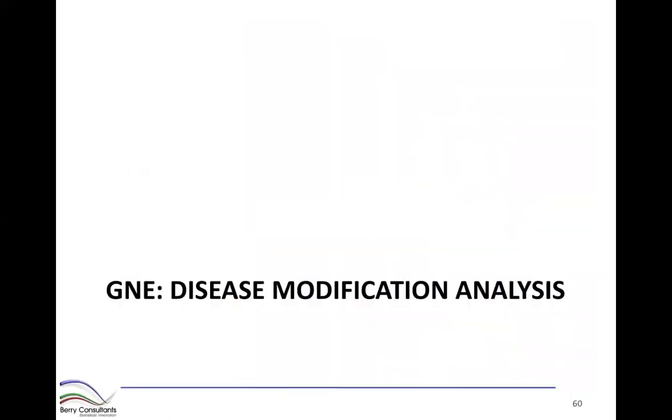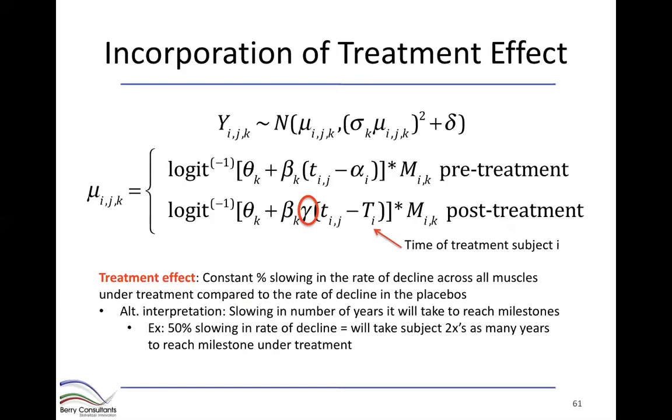So now that we are able to summarize and understand natural progression in terms of the muscle strength on all of the different muscles, as well as in terms of functional measures, we want to understand how we can incorporate a treatment effect into this model and understand if that treatment modifies disease progression. So just as in the DIAN model, we assume this gamma here, which is essentially a proportional slowing in the rate of progression. This proportional slowing is assumed to be common across all muscle groups.